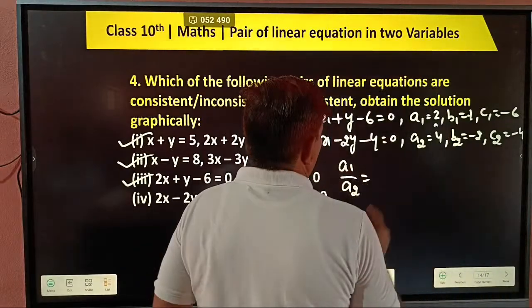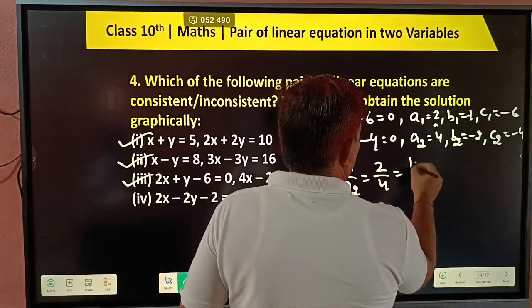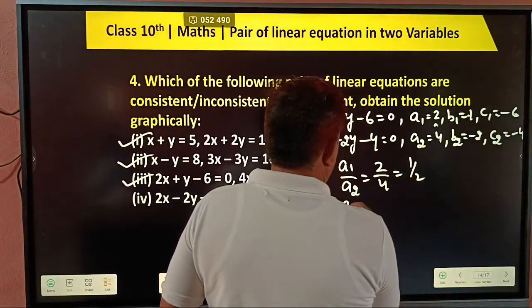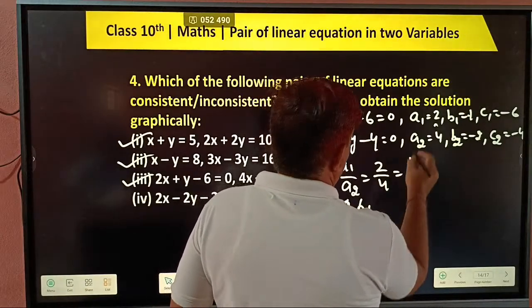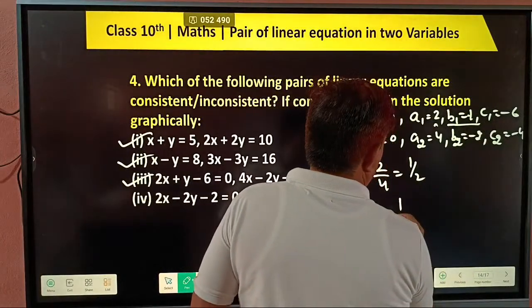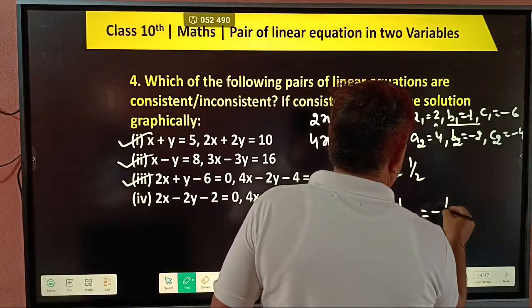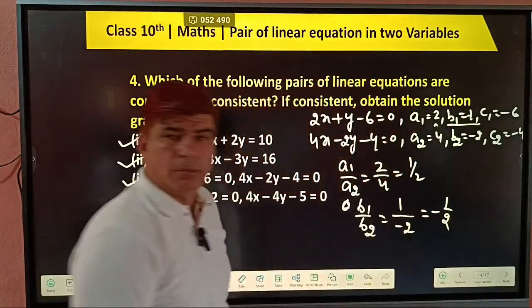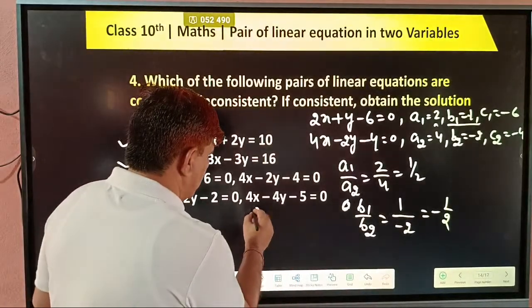What is that? 2 by 4, sorry. 2 by 4 which is equal to 1 by 2. b1 by b2. What's your b1? This, 1. b2 is minus 2. So what's minus 1 by 2? Minus 1 by 2.